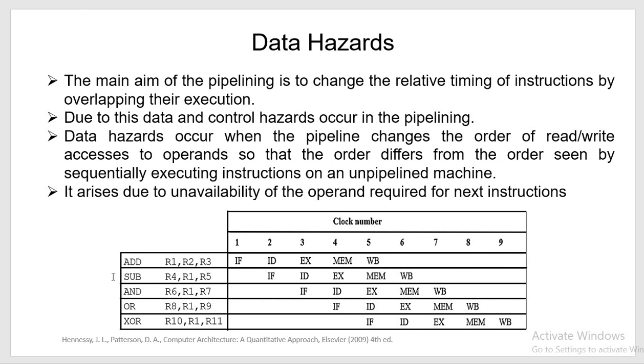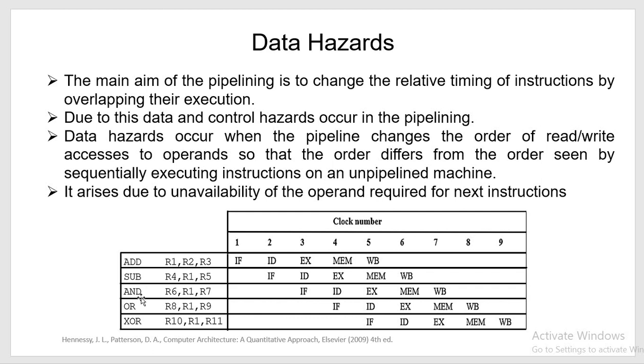The second instruction performs a subtraction operation on R1 and R5, and whatever the result is will be moved to R4. The third instruction performs a bitwise logical AND operation of R1 and R7, and the result will be stored in R6. Next it will perform the OR operation, and next the XOR. This is the actual sequence of execution of the instructions.